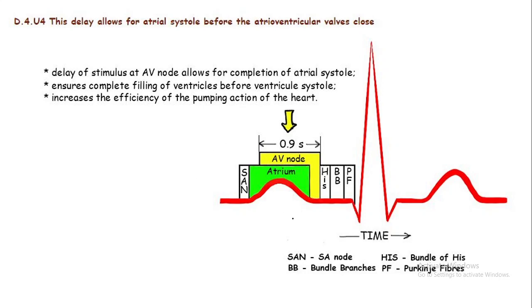Just have a look here. The SAN node sends impulses here. Bundle of His, bundle branches, Purkinje fibers, atrium. This is the difference: the atrium contracts. Finally, the impulse reaches all these parts, and then there is the peak. The peak is nothing but the contraction, ventricular systole.